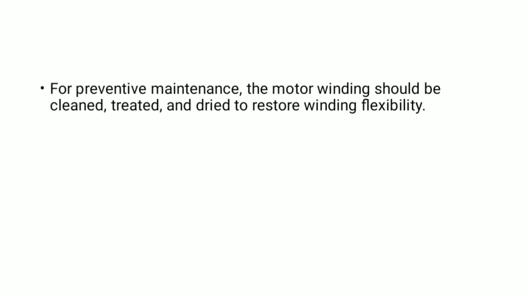These two tests are carried out under preventive maintenance within 6 months on the motors and the cables to check whether the quality of the insulation is good or deteriorated. If your DAR and PI are less than the standard values, then you have to clean, treat and dry, and restore the winding flexibility by taking some actions on the insulation.